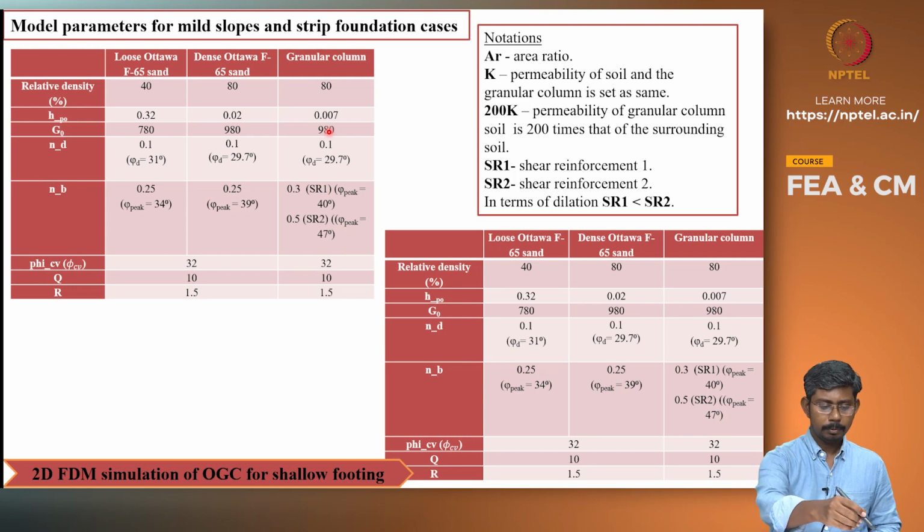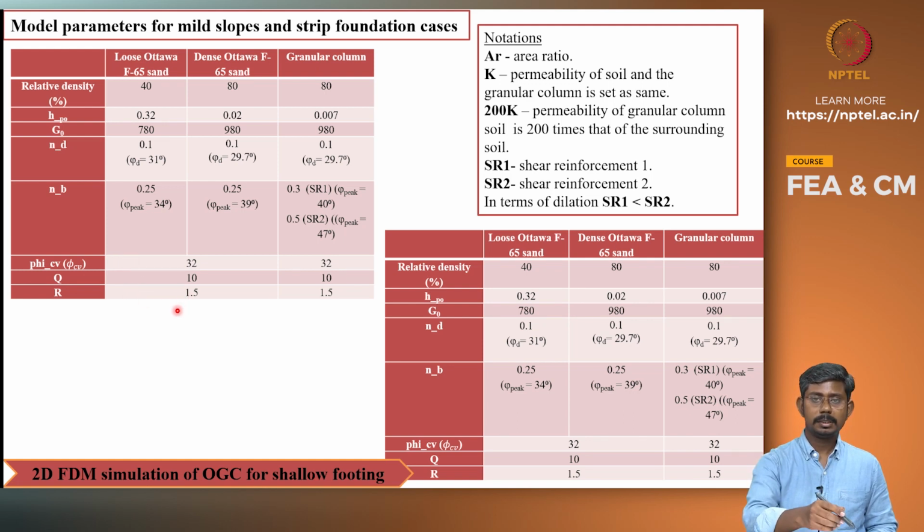So these are the properties chosen, the input parameters chosen for simulating the Ottawa sand granular column. So HP naught is the contraction rate parameter, G naught represents the elastic shear modulus, ND the dilatancy surface, NB the bounding surface, phi CV the critical state surface, and Q and R are the empirical constants that are used to construct the critical state surface.